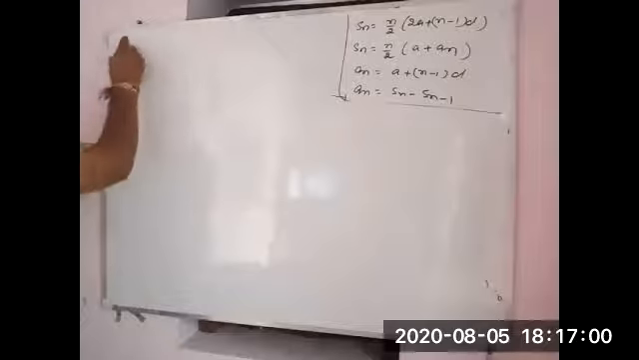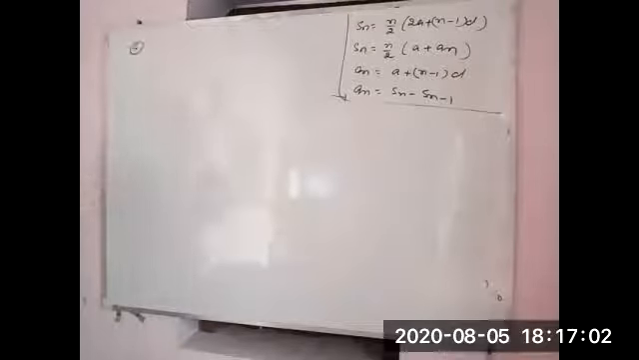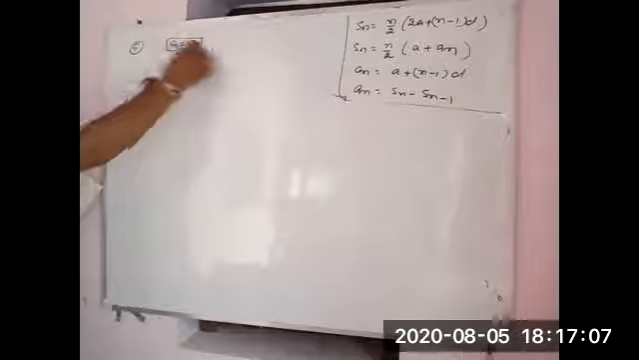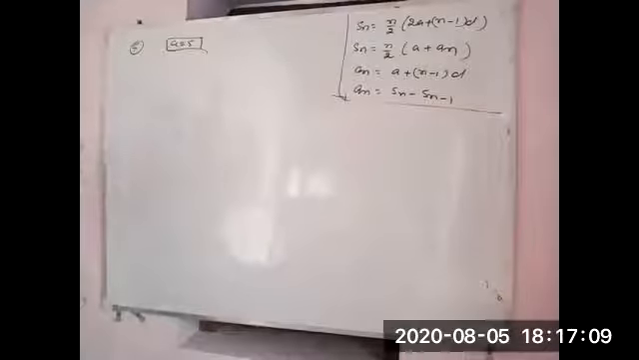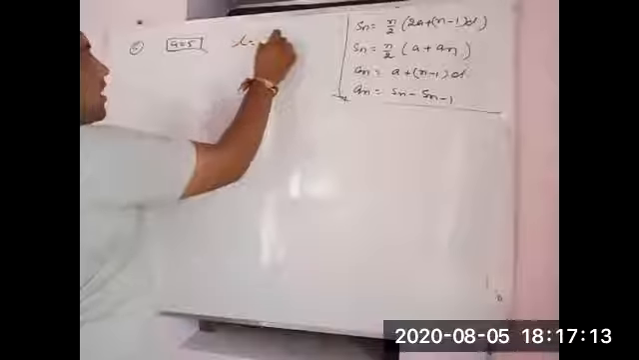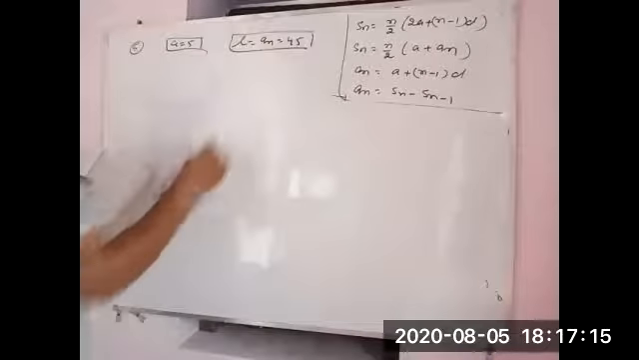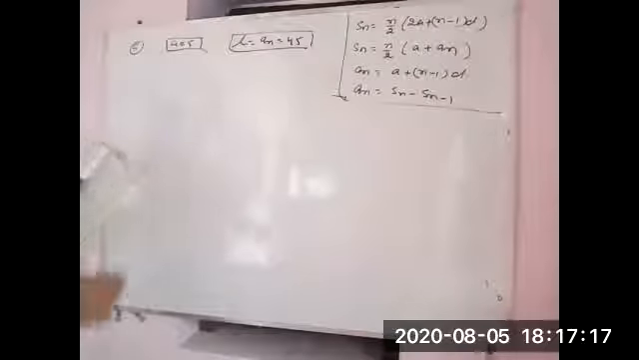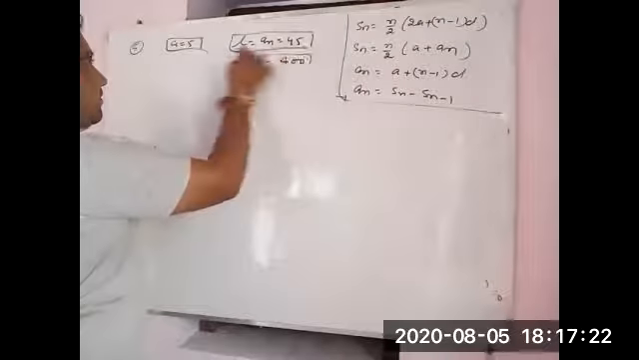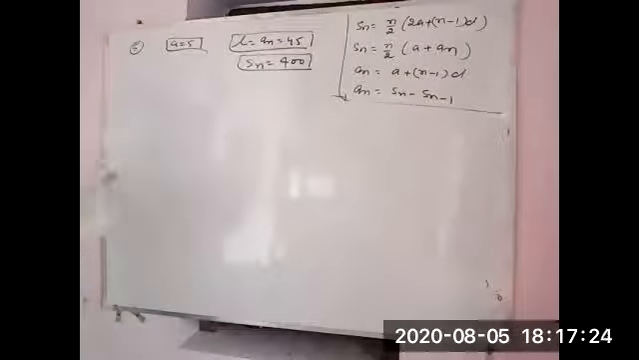What is our next question? Question number 5. The first term of AP is 5, a equal to 5. Last term is 45, so an is 45. Sum Sn equal to 400. Find the number of terms and common difference.